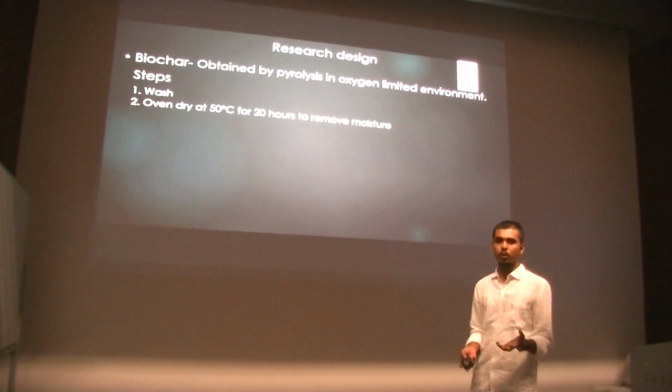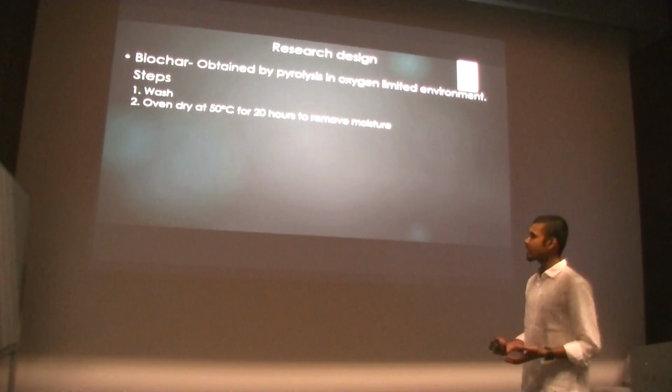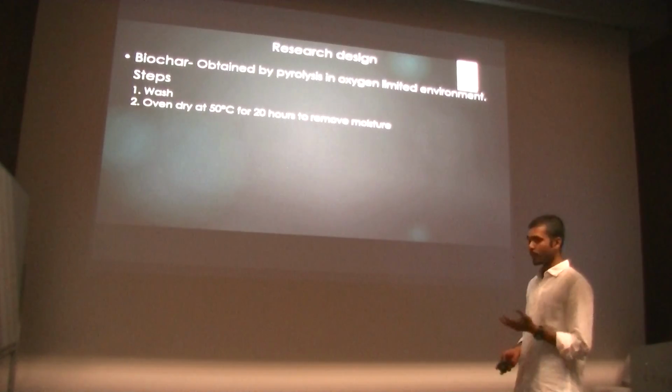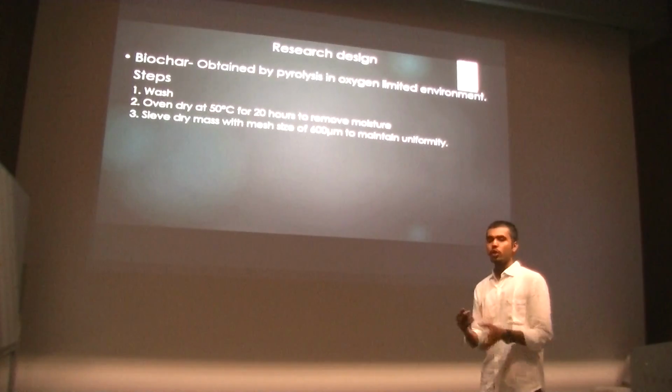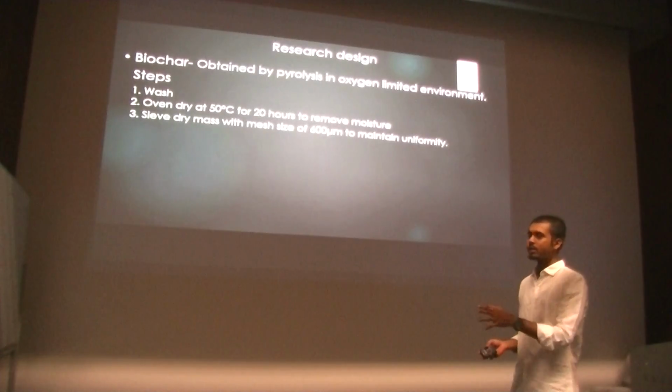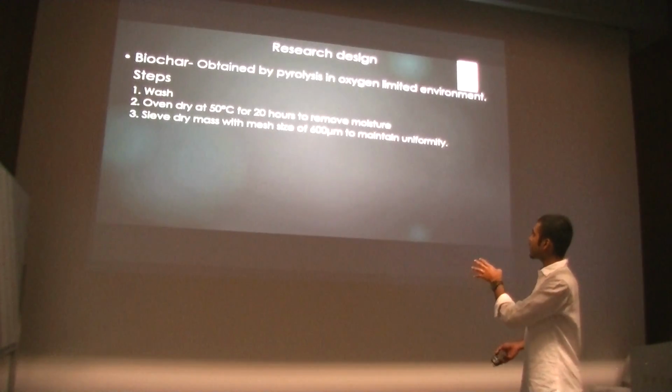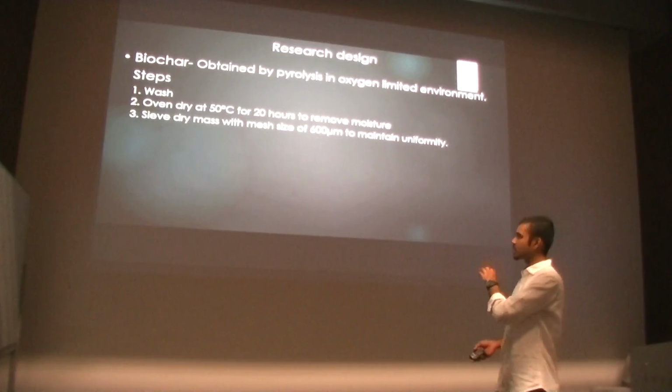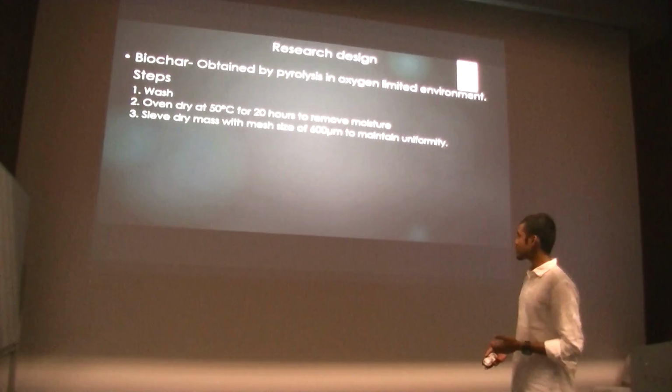The first step in my research design is that the spent tea leaves are brought and washed using distilled water several times in order to remove the soluble compounds, and they are oven dried at 50 degrees Celsius for 20 hours to remove the excess moisture. In order to maintain uniformity in the particle size, they are sieved using a mesh size of 600 micrometer.